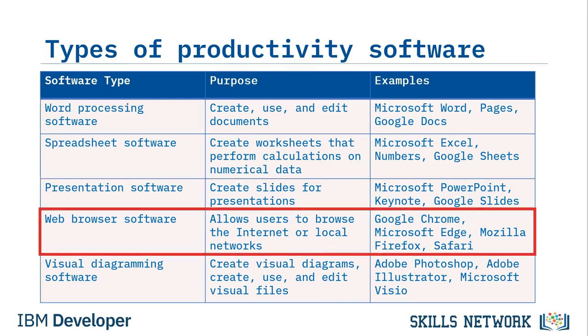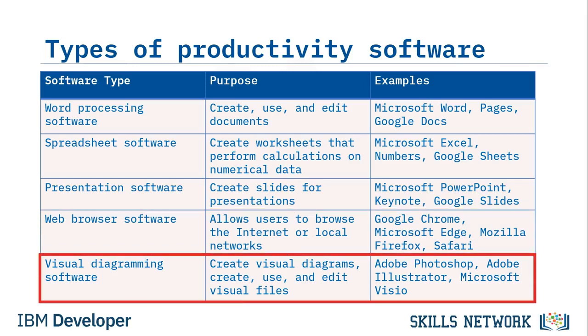Web browser software includes Google Chrome, Microsoft Edge, Mozilla Firefox, and Safari. Web browsers connect users to content on local networks or on the internet. You're probably watching this video, taking this course on a web browser right now. And finally, visual diagramming software helps users with creating, using, and editing visual files such as drawings, artwork, and photos. Examples of visual diagramming software are Adobe Photoshop, Adobe Illustrator, and Microsoft Visio.